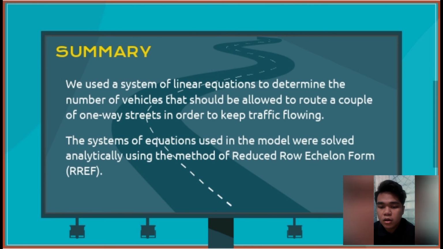The system of equations used in the model was solved analytically using the method of reduced row echelon form, or RREF. This system in the model can solve the problems, but we suggest that solving traffic flows is not answered by only one system. More systems can answer traffic problems. In this case, we use a system of equations with the reduced row echelon form, or RREF, system.